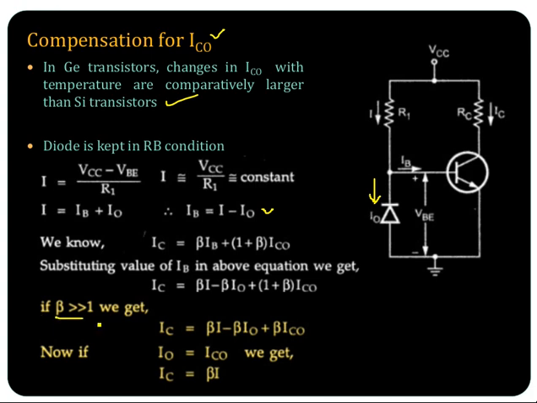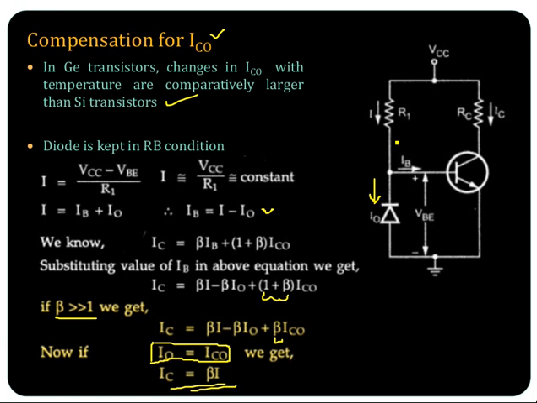If we consider beta to be very much greater than 1, again you can replace this 1 plus beta with beta. So you get an expression like this, IC equal to beta I minus beta I naught plus beta ICO. Now, if I naught is equal to ICO, again you will get IC is equal to beta I, or IC is depending upon this I only.